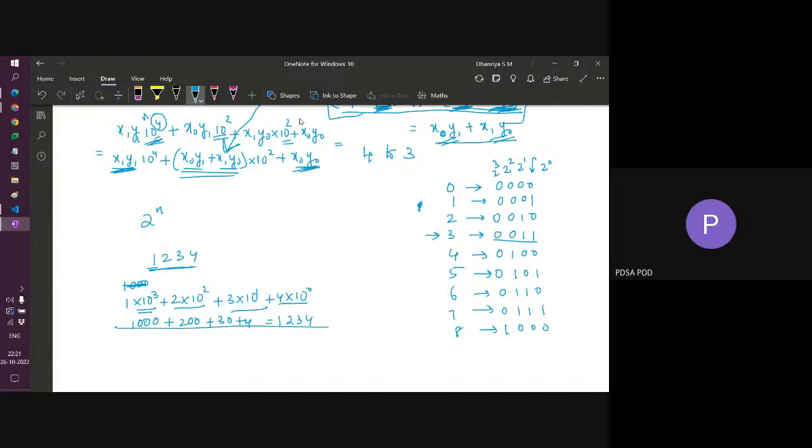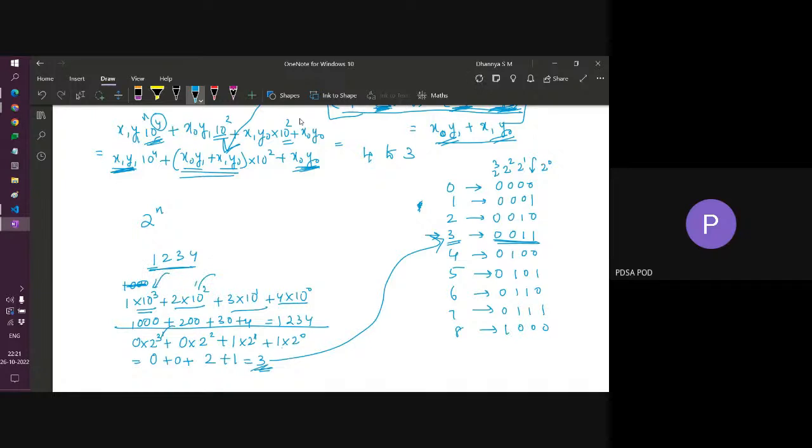Just like that, in the case of binary numbers, say 3, you have 0 into 2 power 3 plus 0 into 2 power 2 plus 1 into 2 power 1 plus 1 into 2 power 0. This is 0 plus 0 plus 1 into 2 power 1, which is 2, plus 1 into 2 power 0, which is 1. This is equal to 3. This is the decimal value. So 0011 represents the number 3 in binary, and we compute the decimal value by multiplying just like we do for decimal.